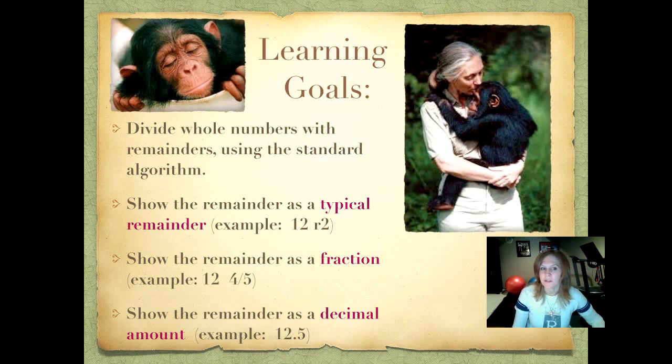Our individual lesson learning goal tonight is to divide whole numbers with remainders using the standard algorithm. We're going to show the remainder in 3 different ways. We're going to show the remainder as a typical remainder. You can see that example when we use the lowercase r, remainder 2. We're going to show the remainder as a fraction, really just written as a fraction. And we're going to show the remainder as a decimal amount. So 3 different types of remainders, and we're still just dividing whole numbers.